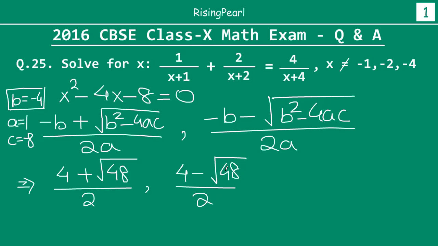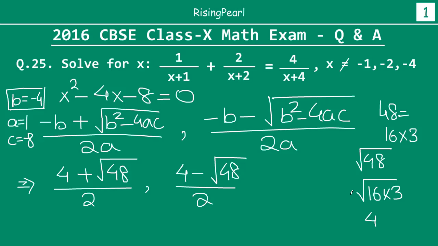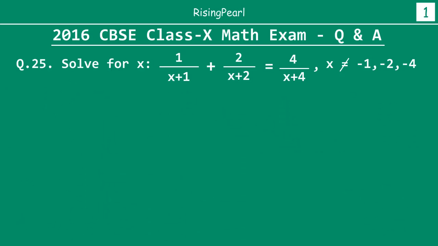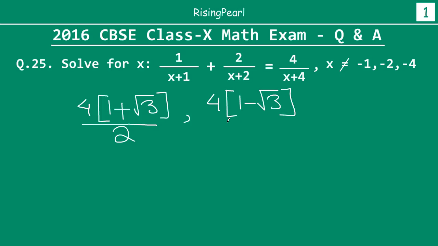Now you can leave the answer over here, but if you think about it, 48 is basically 16 times 3, right? So if you take the square root of 48, you can write it as square root of 16 times 3, and from here 4 comes out and it will be 4 square root 3. In other words, you can write this as 4 plus 4 square root 3 divided by 2, and 4 minus 4 square root 3 divided by 2. From here you can take 4 common, so you will have 1 plus square root 3 divided by 2, and the other value will be 1 minus square root 3 divided by 2.